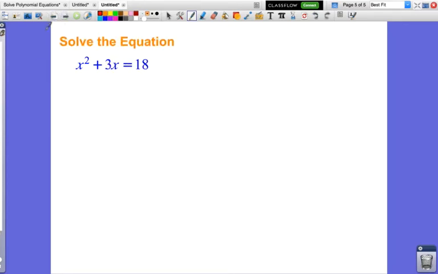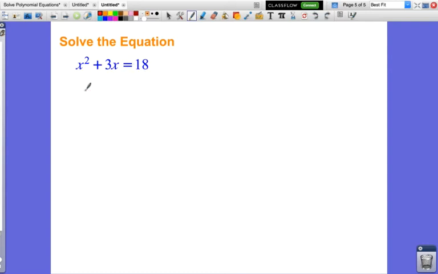Finally, we are going to have equations where we're going to have to factor in order to solve. So I have this equation right here: x squared plus 3x is equal to 18. Now I have this equal sign, so now it's an equation. Now I actually have to do some work here, a little bit more work than just factoring.